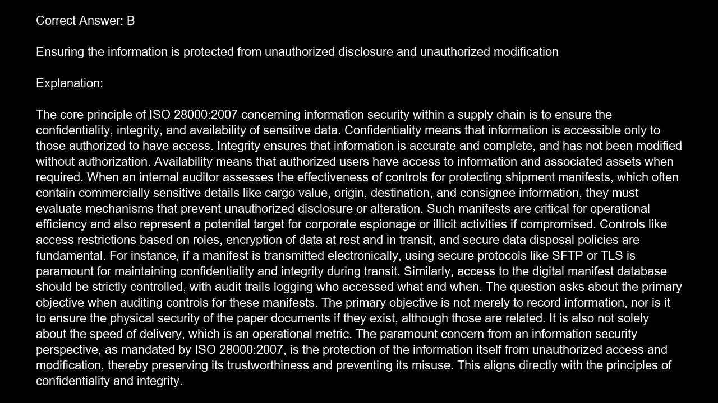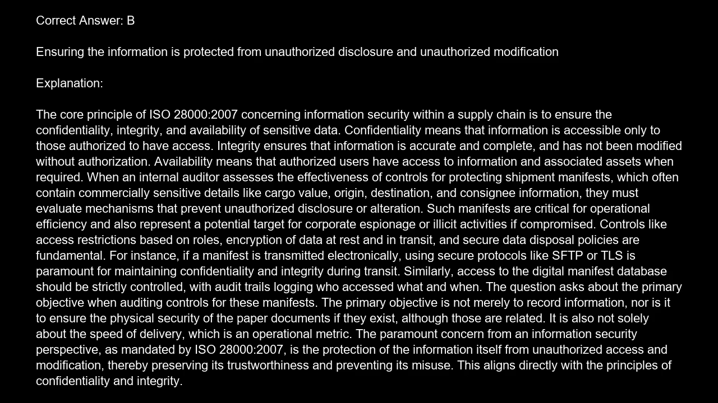The correct answer is B, ensuring the information is protected from unauthorized disclosure and unauthorized modification. Explanation: the core principle of ISO 28000-2007 concerning information security within a supply chain is to ensure the confidentiality, integrity, and availability of sensitive data. Confidentiality means that information is accessible only to those authorized to have access. Integrity ensures that information is accurate and complete, and has not been modified without authorization. Availability means that authorized users have access to information and associated assets when required.